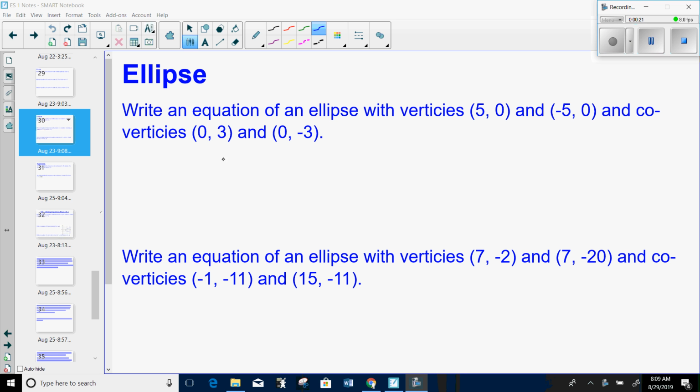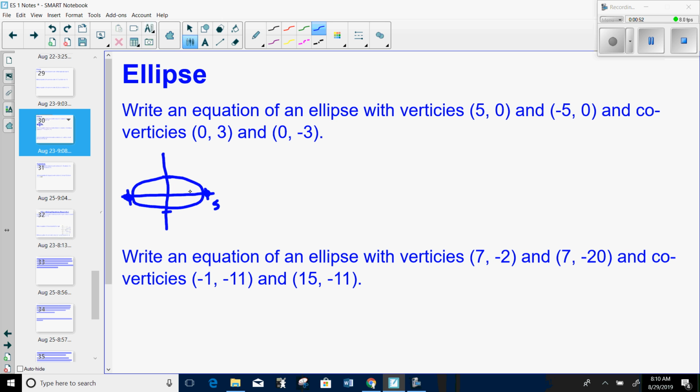One of the first things that I like to do whenever I'm having to write an equation is take all the information and graph it real quick. So (5, 0) would be right 5, and then to the left 5, because my vertices are at (5, 0) and (-5, 0). There are my vertices, and then go up 3 and down 3 to create my co-vertices. That shows me that my graph is going to look something like that.